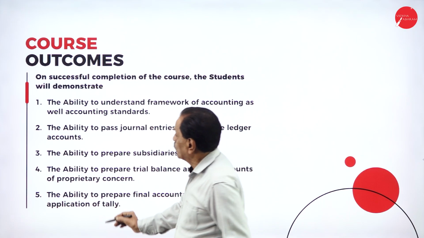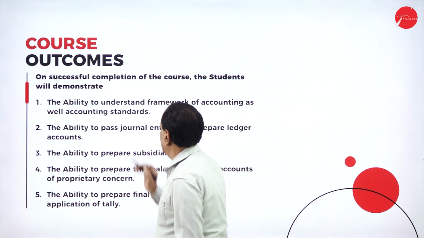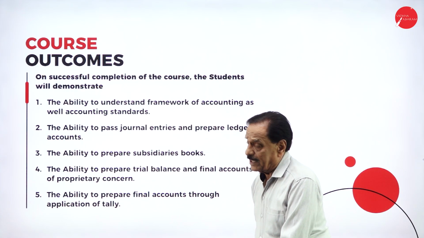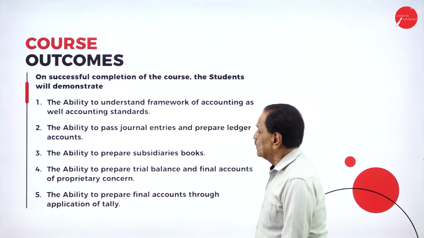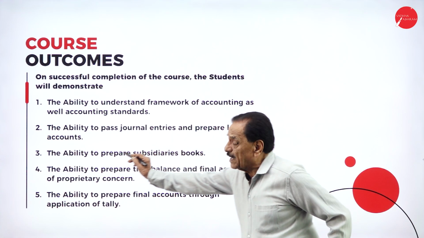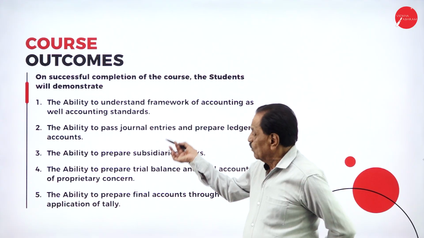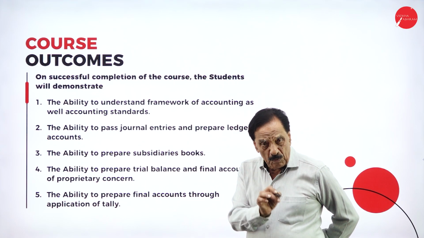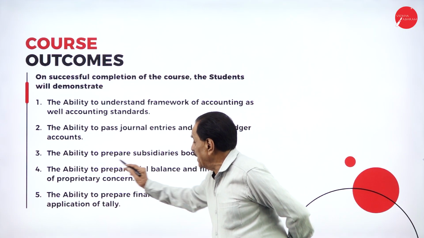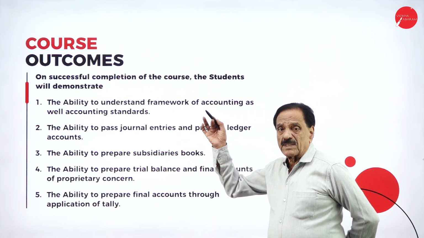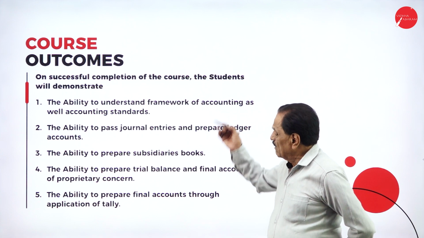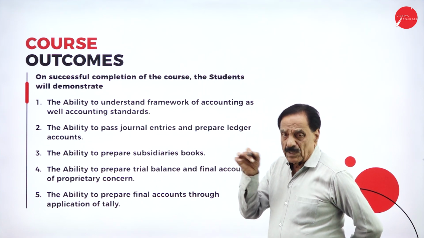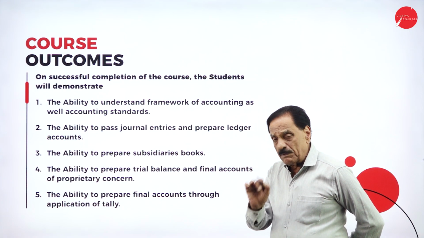So, these are the outcomes: the ability to understand the framework of accounting as well as accounting standards. The ability to pass journal entries and prepare ledger accounts. We are going to explain what is journal, what is journal entry, what the ledgers are, how to prepare them. The ability to prepare subsidiary books, which are the subordinate books. When we go through the syllabus, we are going to explain what the subsidiary books are and how they will be prepared.